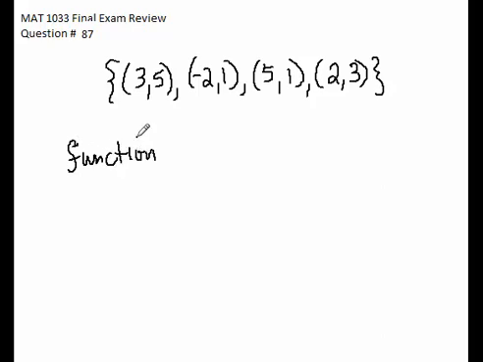Now remember what we look for. We look for repeating domain values. There is not an x-coordinate that repeats. So each x-coordinate corresponds to exactly one y-coordinate. So yes, it is a function. You could also graph these ordered pairs as points in a plane, and then if you perform the vertical line test, if it passes the vertical line test, then it is a function.